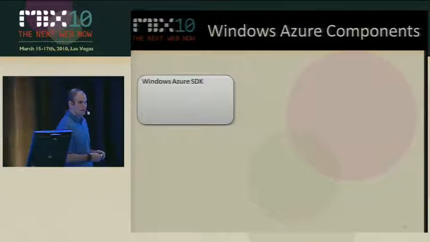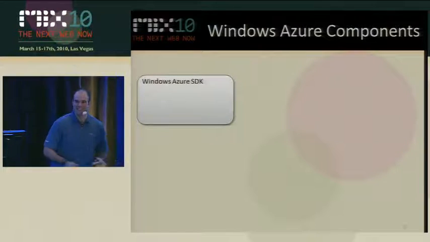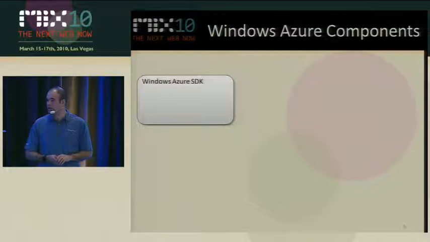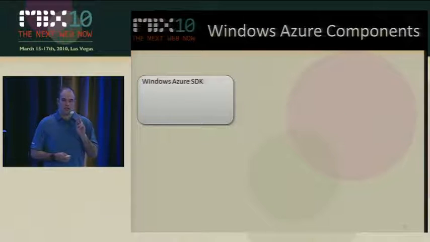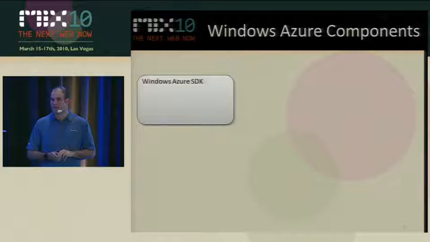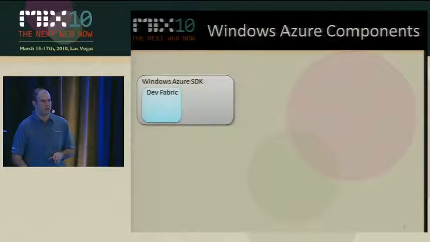This is available now for free to download. And so you can go and get that, and it includes all the libraries and all the tools that you need to create cloud applications and package them up for running. And it contains two particular pieces that I think are kind of interesting and are different from many SDKs that you might have used. The first is there's something called the development fabric.